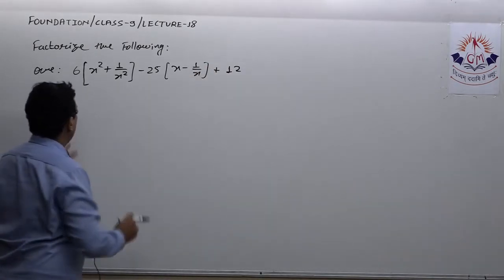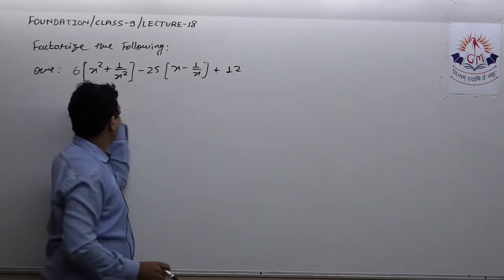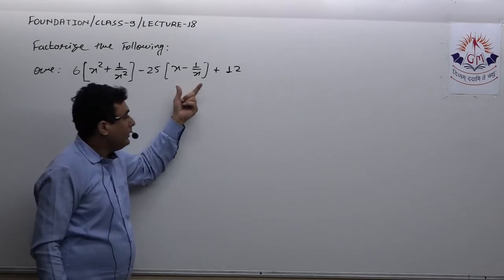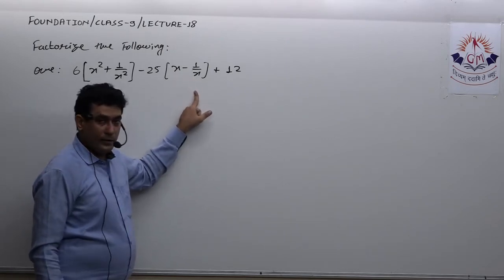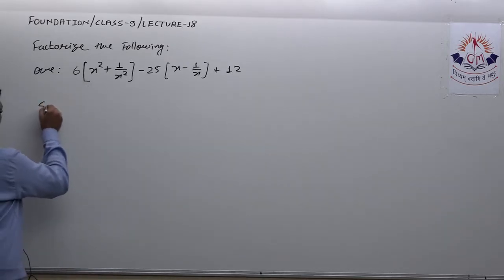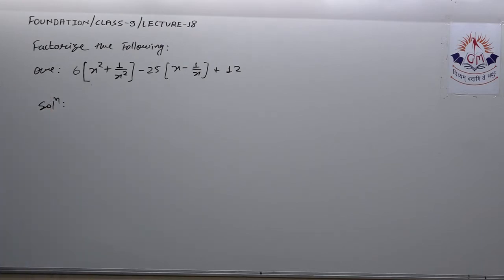In the very first question, if you remember, the pattern was the same, but over there it was x + 1/x. Instead of x + 1/x, here we have x − 1/x. So I hope you will be able to find its factors. I'm giving you some time, think and try to get its factors, then I will give you the detailed solution.